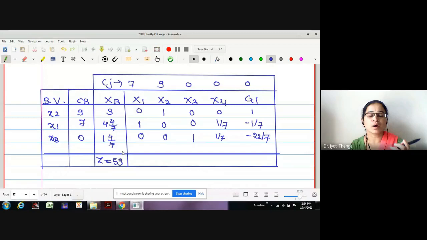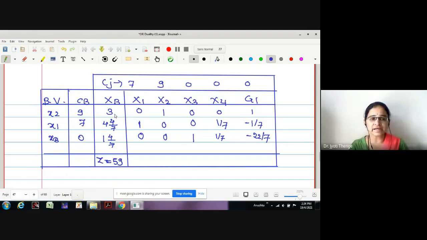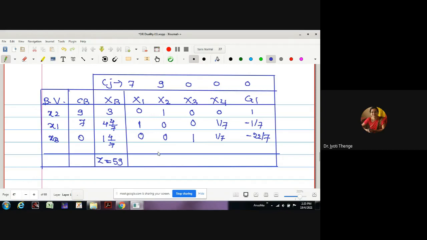But we have removed the infeasibility. Negative entry in the XB column we have removed. Also, this entry x2, which was not integer in the previous one, was now converted to integer value. Though the value of z reduced, here we have obtained the two achievements.